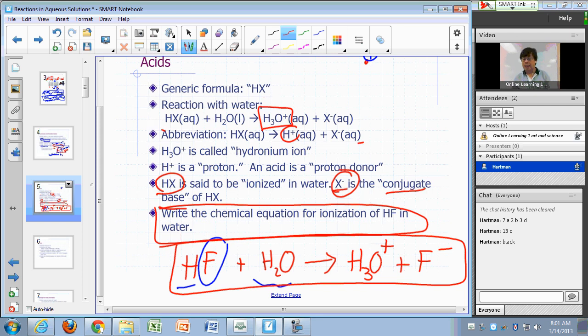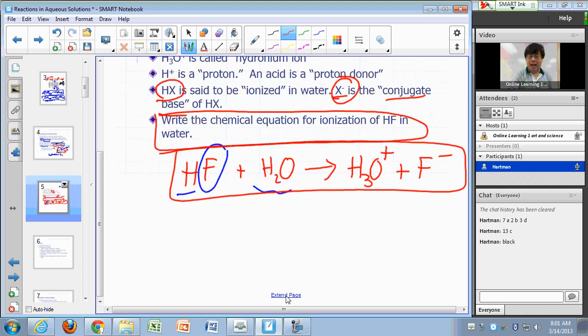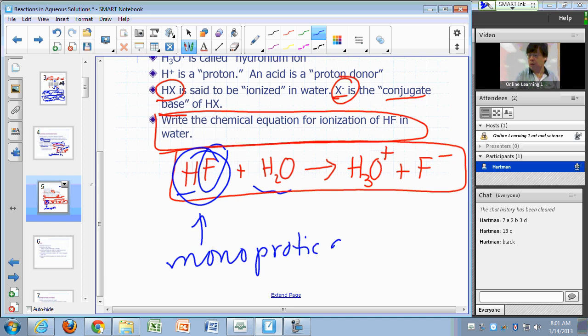So when an acid ionizes in water, another way of saying that is the acid donates a proton to a water molecule. Now HF has only one hydrogen that it can donate to water, so HF is also known as a monoprotic acid. So this is an example of what we call a monoprotic acid.